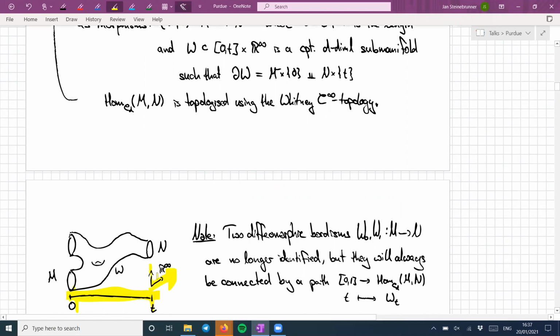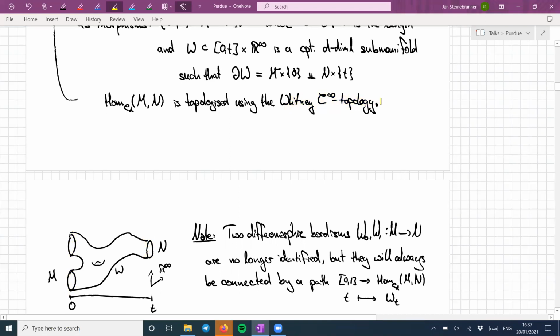R infinity is just drawn two-dimensionally due to lack of space, but M is embedded in here and N is embedded in here. And now W is not just some abstract diffeomorphism class, it's just on the nose a subset of this big space that satisfies the property of being a submanifold. Again, technical details, it should probably be cylindrical around the boundary. All right, so this is now just a very concrete set of these subsets, and this can be topologized using the Whitney C infinity topology.